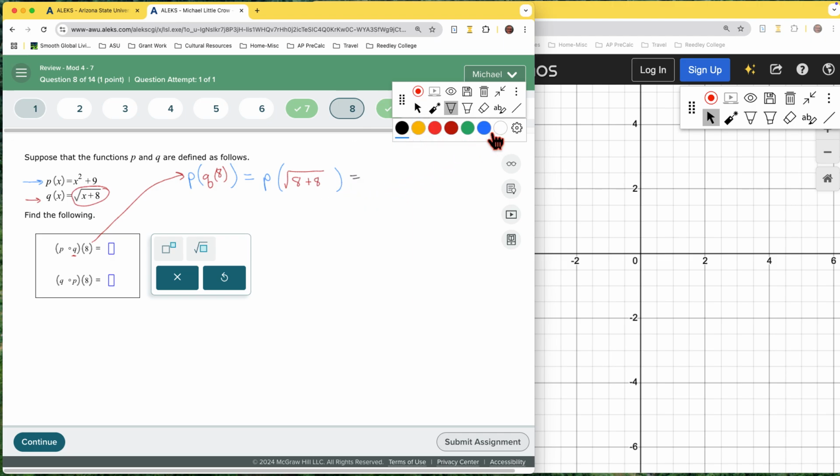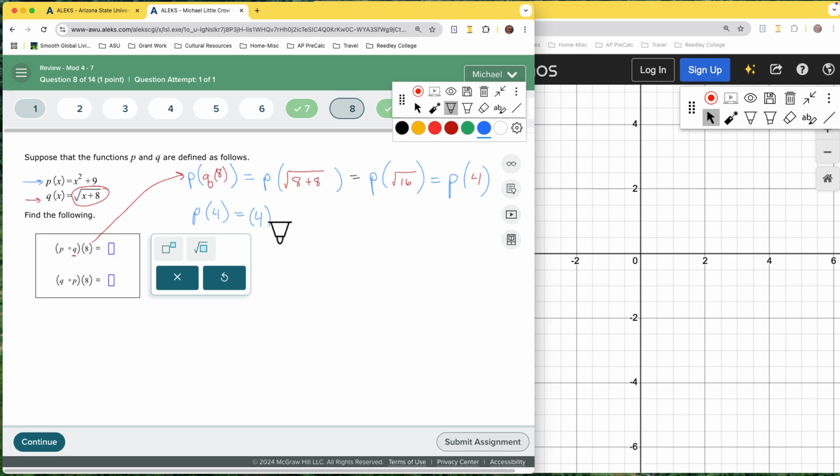The next step is going to be p of 8 plus 8, which is 16. We've got the square root of 16. The square root of 16 is 4. That means we're going to have p of 4. So then the next step is we want to put 4 into the p function. So what is the p function? So p of 4 equals, and now we're all in the blue function, 4 squared plus 9, right? The 4 goes in for the x.